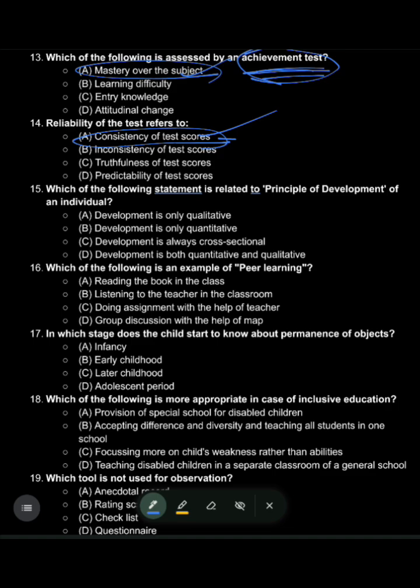Consistency of test scores. How consistent the test is. Based on that, we rely on a test, right? So reliability of the test refers to the consistency of test scores.